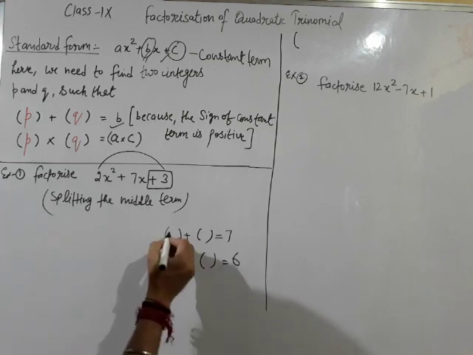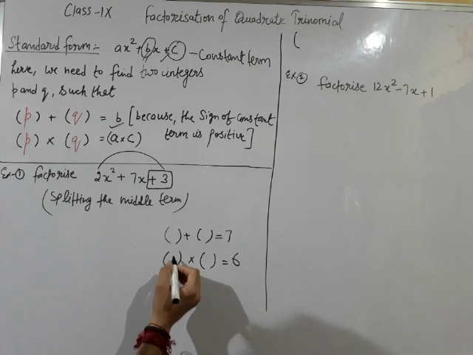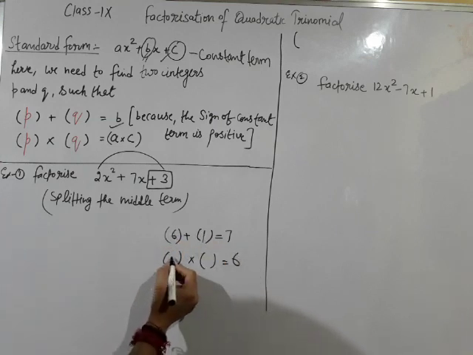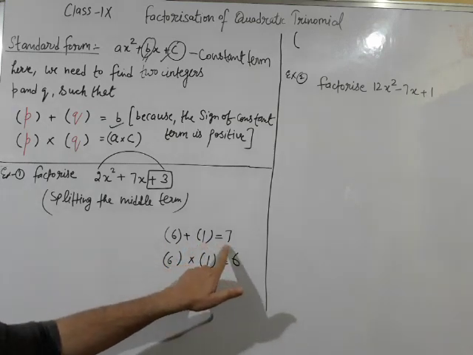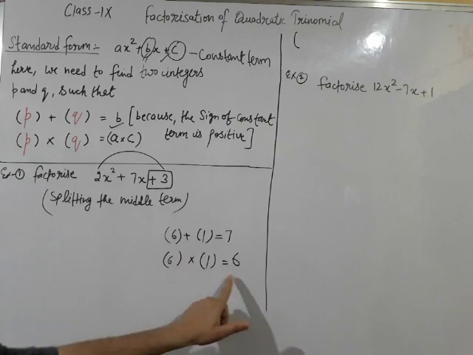Yes, 6 and 1. When we add 6 and 1, 6 plus 1 is equal to 7, and when we multiply 6 by 1, 6 ones are 6.